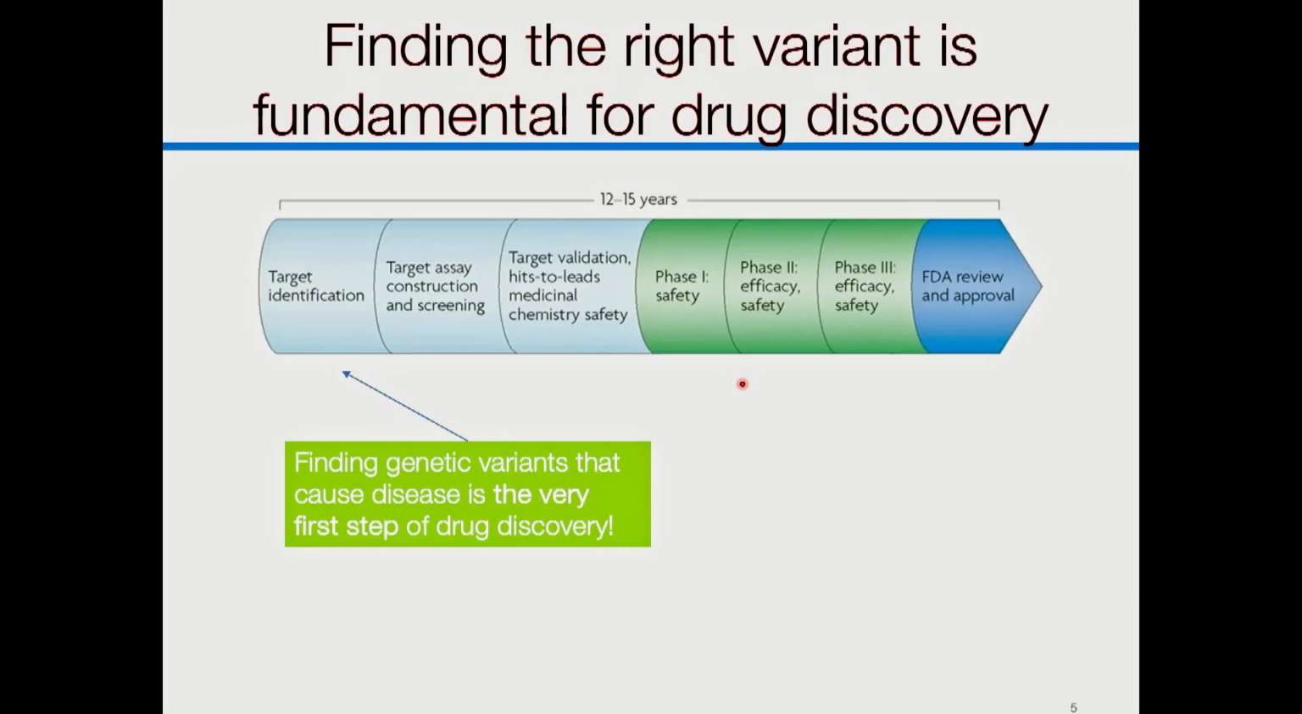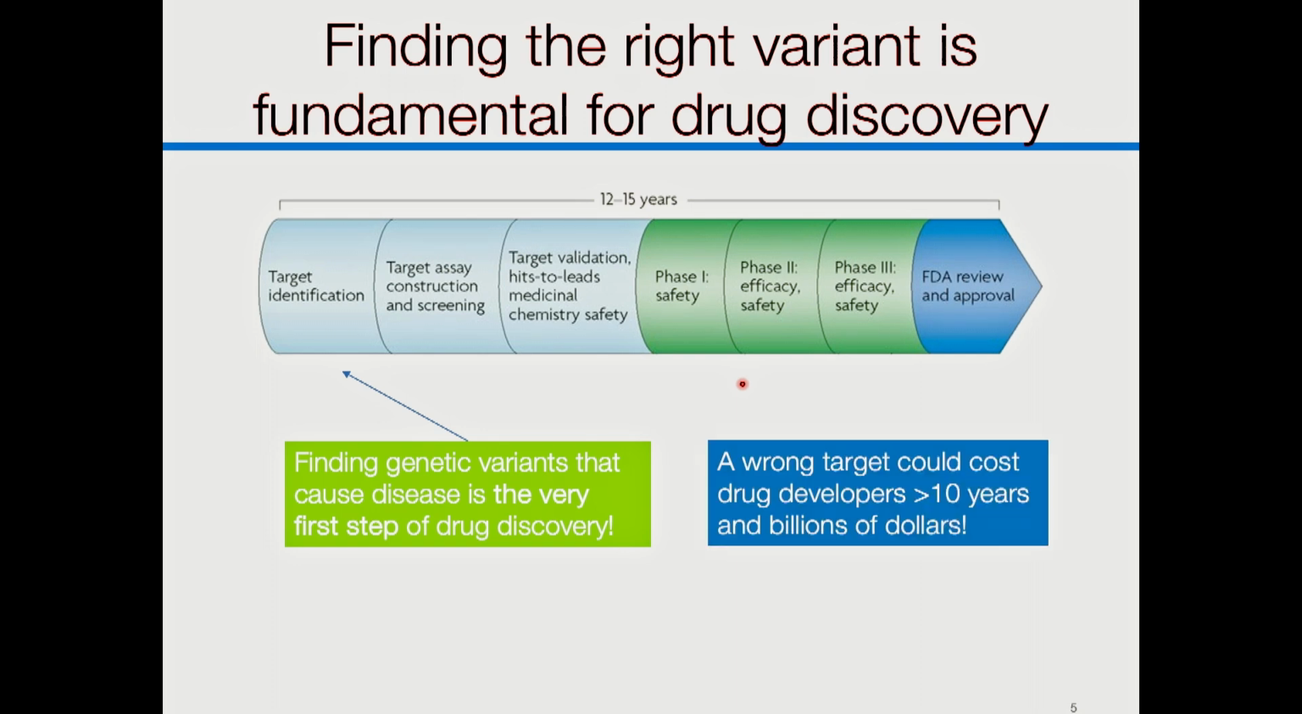So the central task of drug discovery is to find the right variant for the disease. The reason it's so important is that in order to develop an effective drug, you first need to understand the mechanism of the disease clearly. Finding the right genetic variant of the disease is the very first step, and a very important one. Actually, one of the leading causes of clinical trial failure is a wrong target. If you have a wrong target and you spend so much money to develop a drug, you're wasting 10 years and billions of dollars. You really don't want that to happen.